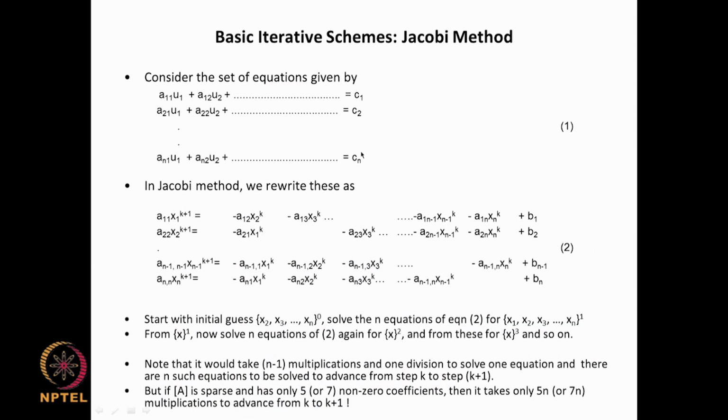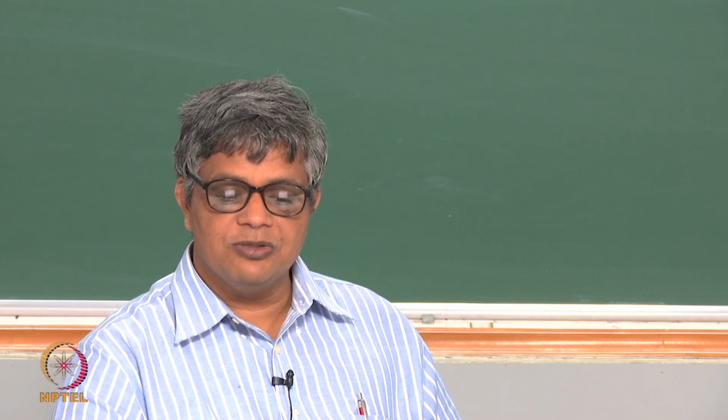But the way that we actually implement Jacobi method is such that we take advantage of the non-zero coefficients and the sparsity of matrix A, and we go from step k to step k plus 1 in 7n or 5n number of, or some constant times n, where the constant is of the order of 10, number of multiplications and divisions to go from step k to step k plus 1. And when you look at what is actually required to do these things, it is pretty straightforward. There is nothing difficult at all in going from step k to step k plus 1. It is very simple to program.